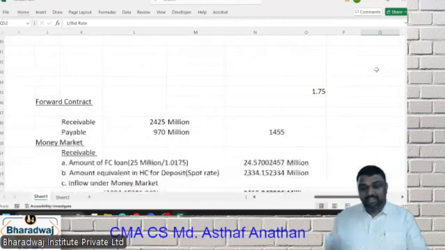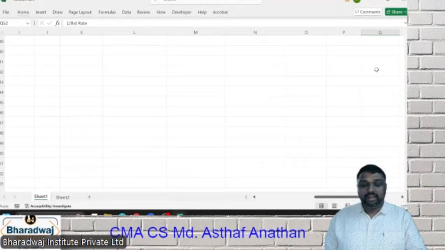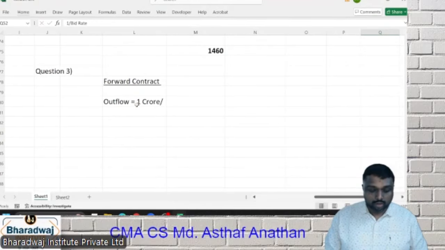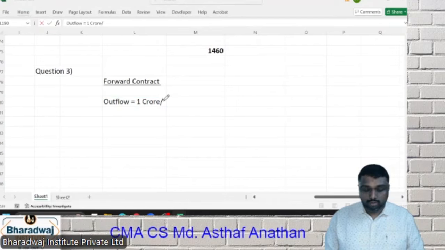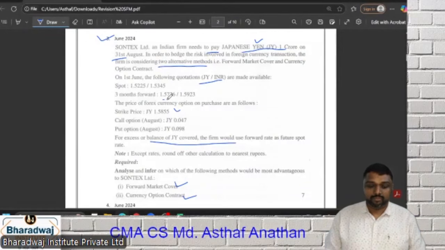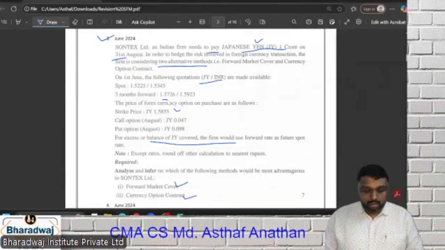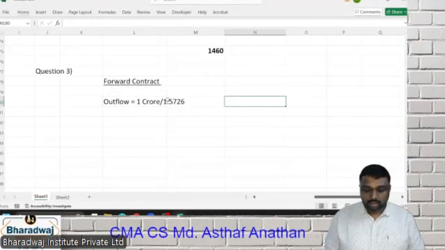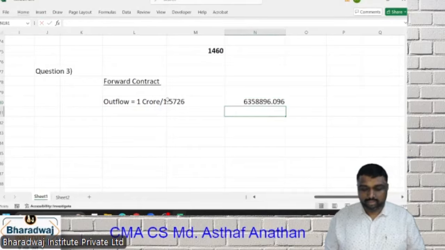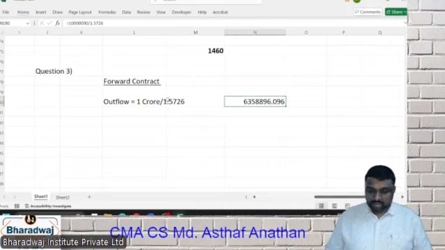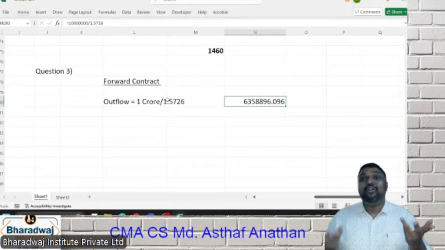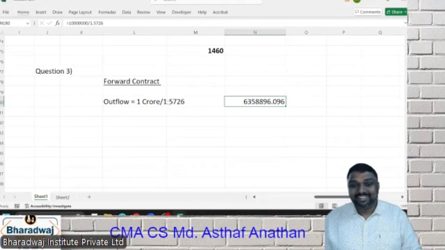Why am I going back every time? To make you confident, so any type of question you can apply. So 1 crore divided by 1 divided by the forward rate. Which one do you take? 1.5726. So 1 crore divided by 1.5726. Is it this amount? 63 lakh 58,000, correct? 896. This is the outflow under forward. 1 minute is over, a 7 mark question. So this is the specialty, friends.